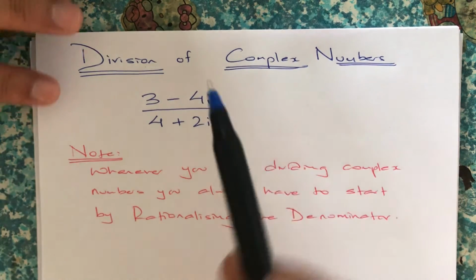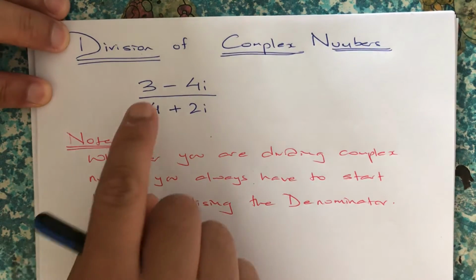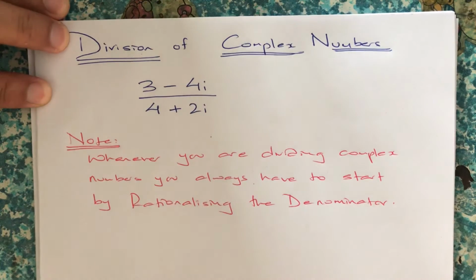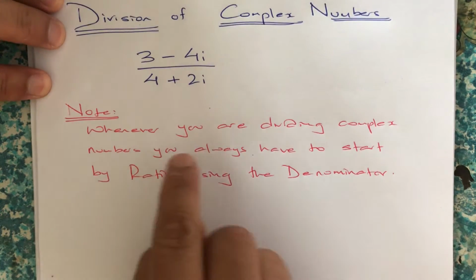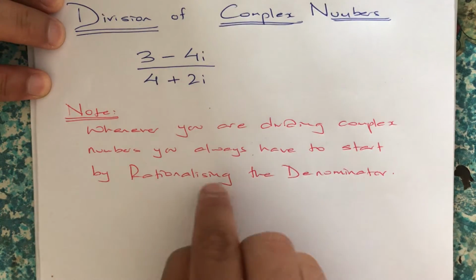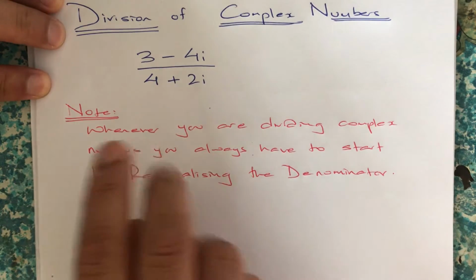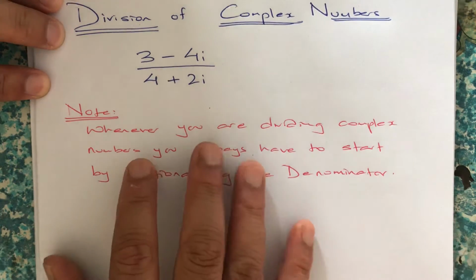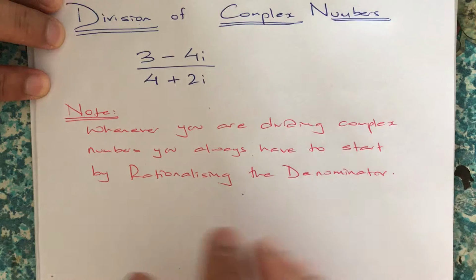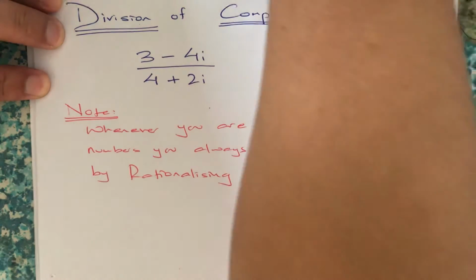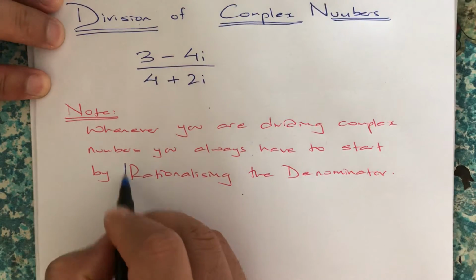So the first thing we have to do, note, whenever you are dividing two complex numbers, is you always have to start by rationalizing the denominator. That's the first step whenever you're dividing complex numbers. You always have to rationalize the denominator. So what is the meaning of rationalize the denominator?